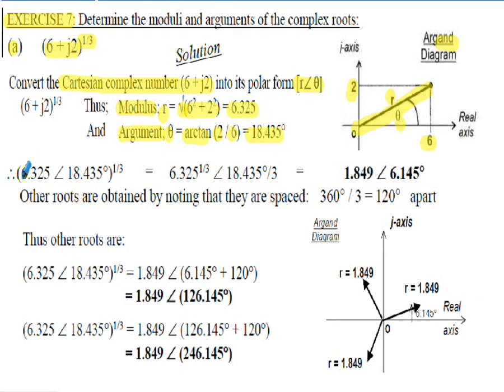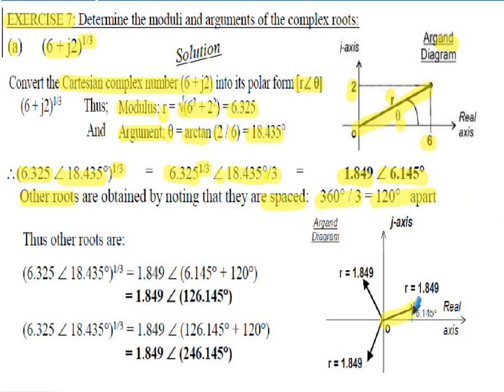So now in polar form the complex number is 6.325 argument 18.435, and we're raising that to a power of a third. Using DeMoivre's theorem, that gives us 6.325 to the power of a third, and the argument is 18.435 divided by 3. So the cube root of 6.325 is 1.849, and 18.435 degrees divided by 3 is argument 6.145 degrees. The other roots are found by spacing each of the phasors 360 degrees divided by 3, in other words 120 degrees apart in this case.